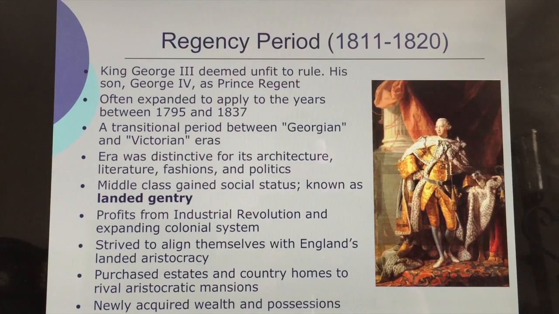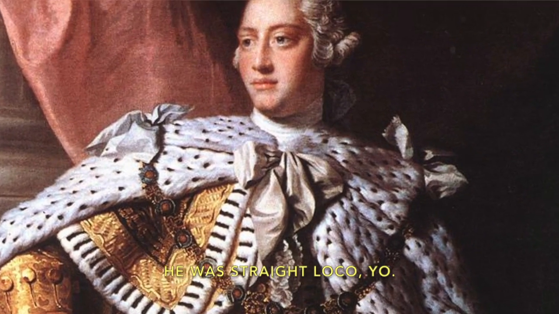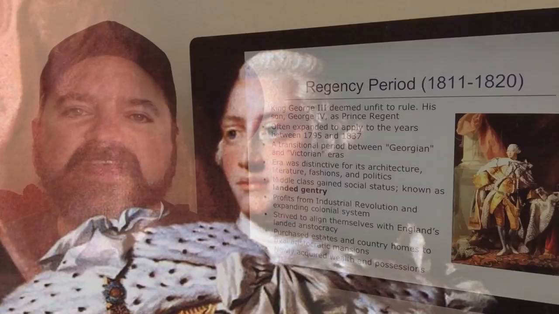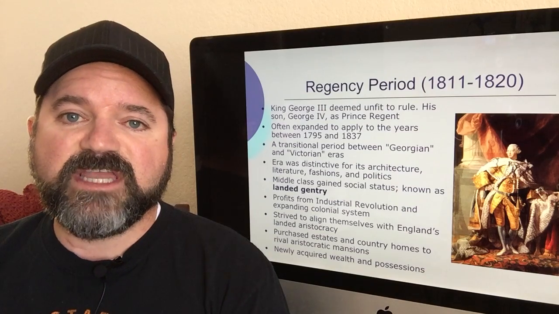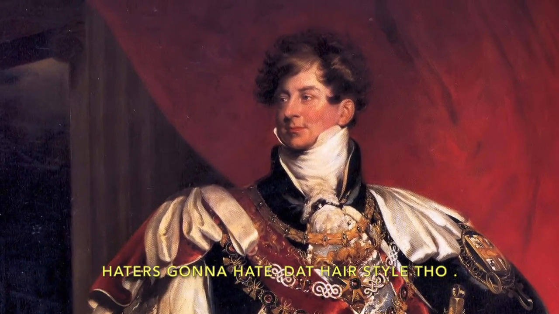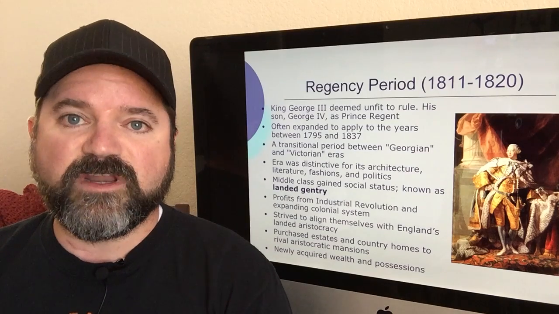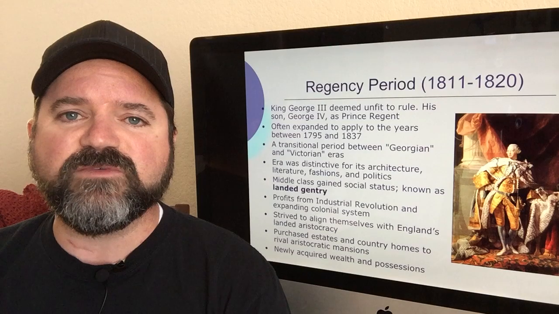This was named that way because technically there wasn't a king at that time. King George III was basically not sane. He was kind of going crazy, and they decided that he shouldn't be the king. So instead they put his son in charge, who eventually became King George IV. He was known as the Prince Regent. He was running the country, but he wasn't the king because the king was still alive.